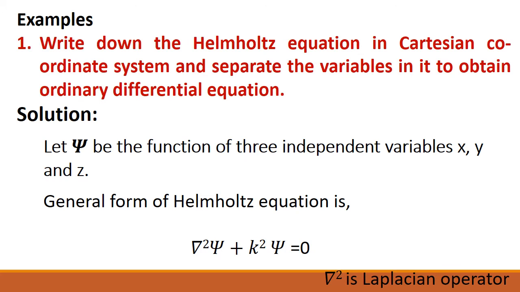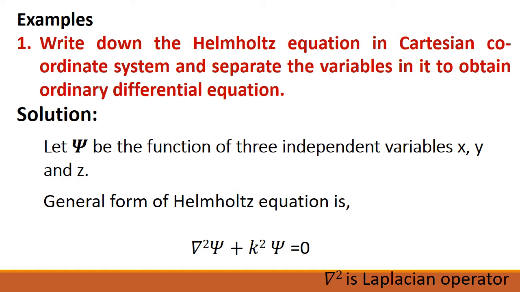The example is: write down the Helmholtz equation in Cartesian coordinate system and separate the variables in it to obtain ordinary differential equations. So for the solution of this Helmholtz equation, we consider psi as a function of three independent variables in Cartesian coordinates, x, y and z. The general form of the Helmholtz equation is del square psi plus k square psi equal to 0.